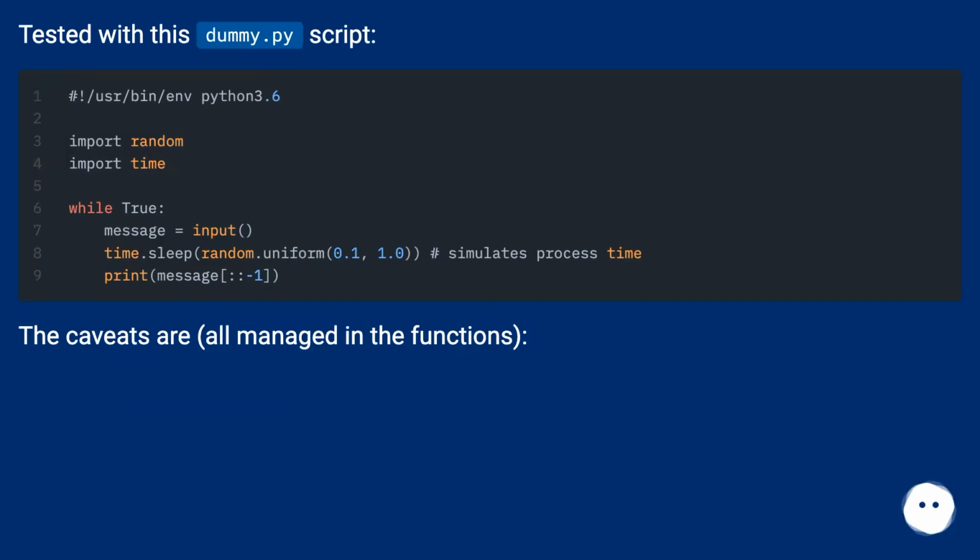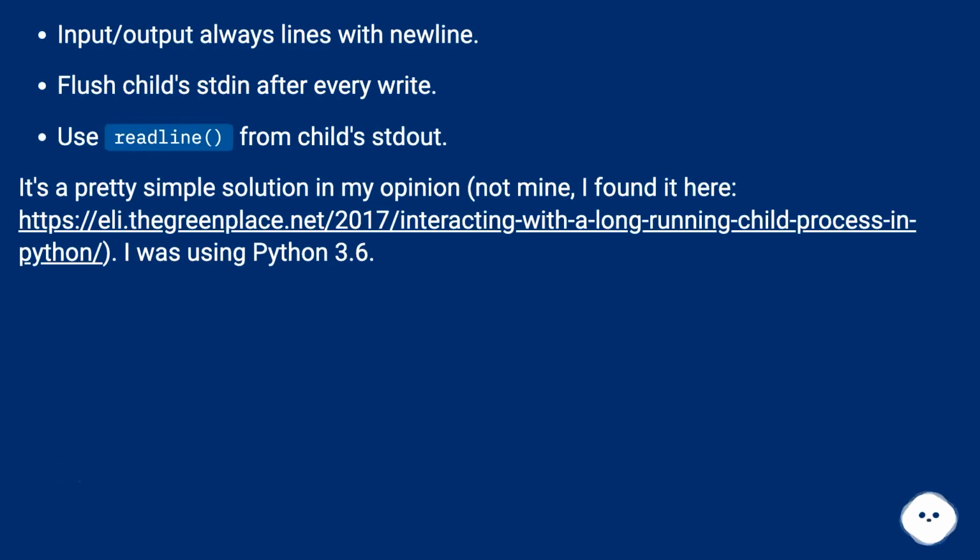The caveats are, all managed in the functions. Input and output are always lines with a newline. Flush child stdin after every write. Use readline from child stdout. It's a pretty simple solution in my opinion. Not mine, I found it here, at this URL. I was using Python 3.6.